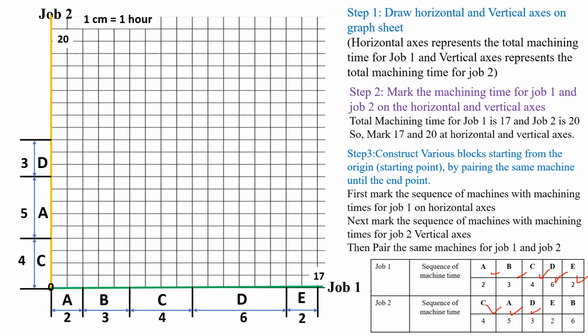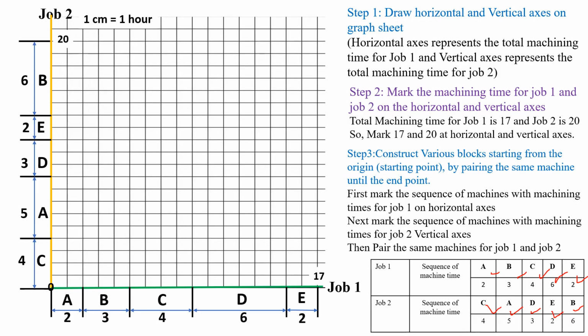Next machine is E and machining time is 2 hours. So mark the machine E on the vertical axis after the machine D with 2 centimeters. Next machine is B and machining time is 6 hours. So mark the machine B on the vertical axis after the machine E with 6 centimeters.